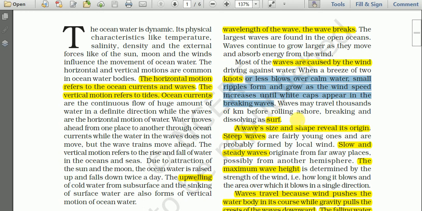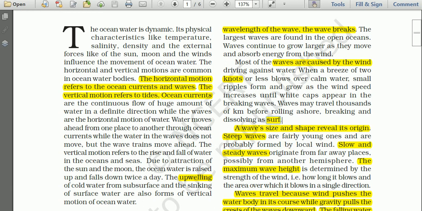One knot is equal to 1.852 kilometers per hour, or 1.15 miles per hour. When a breeze of 2 knots or less blows over the calm ocean water, small ripples form and grow as the wind speed increases until white caps appear in the breaking waves. Waves may travel thousands of kilometers before rolling ashore, breaking and dissolving as surf.